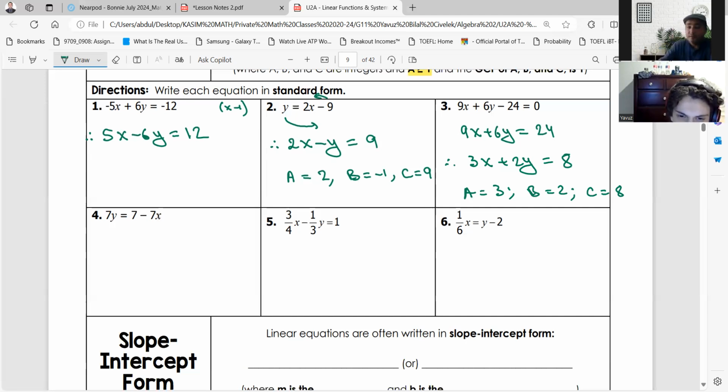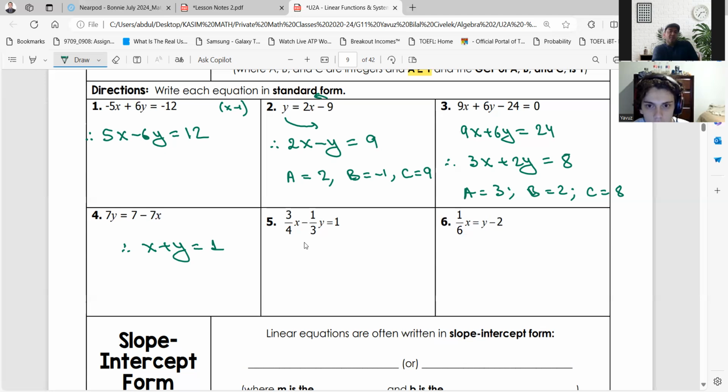For question 4, I got x plus y equals 1 because they're all divisible by 7. Very good. x plus y is equal to 1. For number 5, aren't they already in standard form? No, because a, b, c must be integers, right? Oh, right. This 3 over 4, 1 over 3, they are not integers.